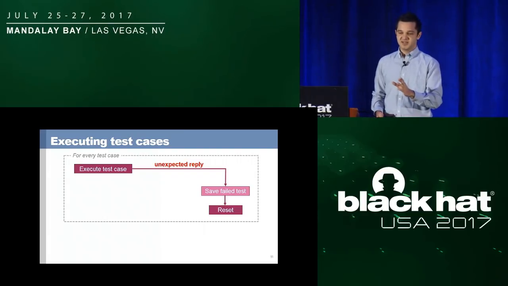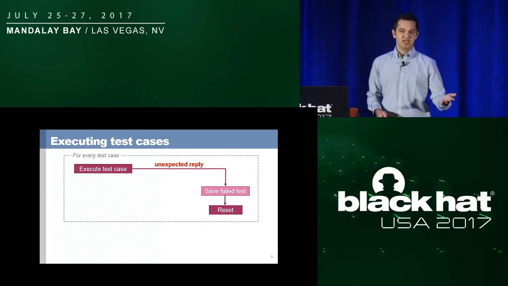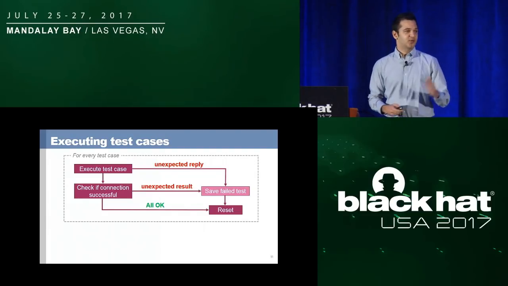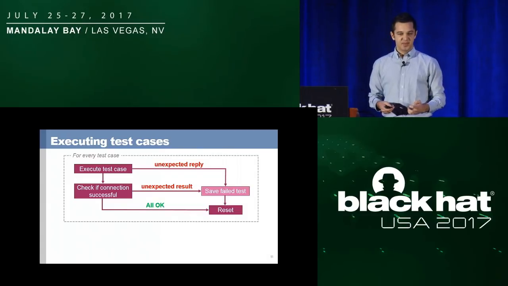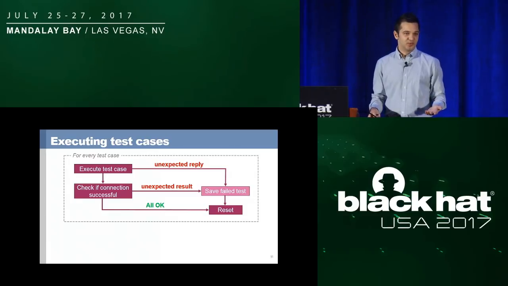And after the test case has been executed, you're going to reset the implementation under test by sending a deauthentication frame to, for example, the access point or the client. If we always got the expected replies, then we're going to check if it was a successful connection or not. And if we get the expected result, then again, everything is fine. And we can ignore this test case because the implementation reacted in the way it's supposed to, so we don't need to investigate anything.